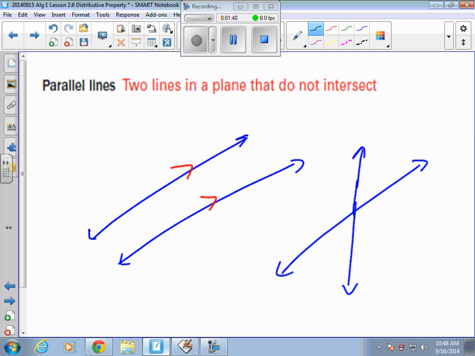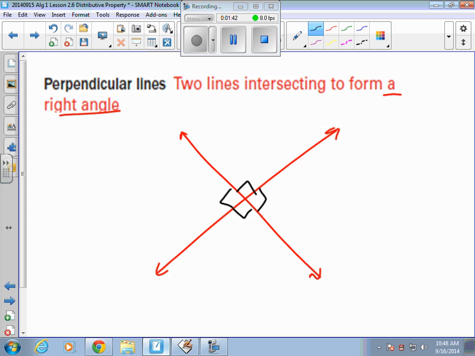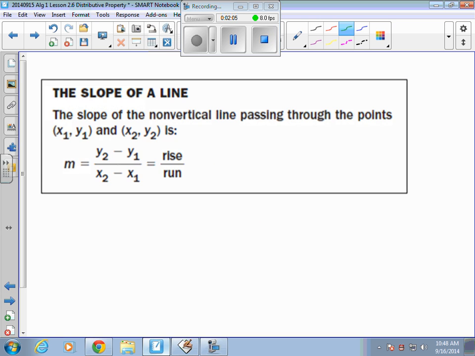Parallel lines have the same slope. Perpendicular lines' slopes are what's called negative reciprocals of each other. All that means is the opposite sign, and then you flip it. So if one slope was 1/2, its perpendicular line's slope would be flipped. That would be 2 over 1. And since this one was positive, this would be negative. So the first slope would be 1/2. The second slope would be -2.